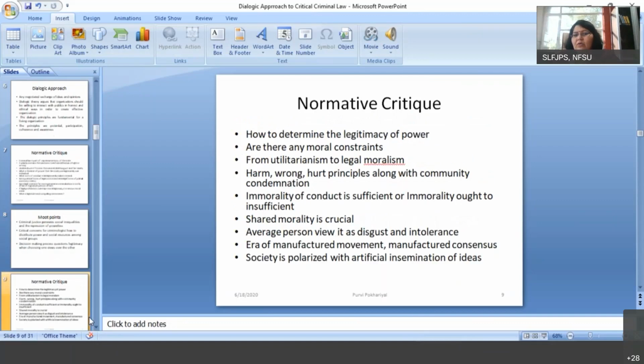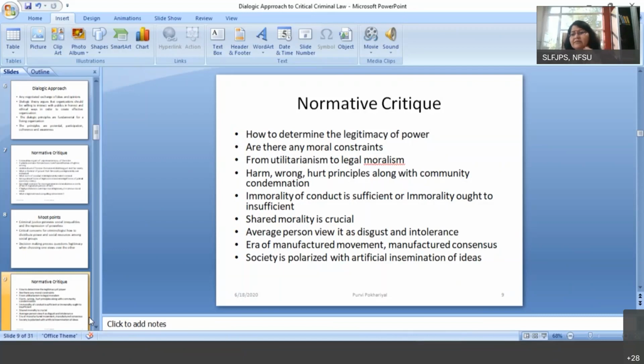So we need to ask how we come to a conclusion pertaining to the act which is to be considered as immoral, or the act which is to be considered as illegal, and that's the reason that it requires criminal sanctions. So when do we have a concept of shared morality in the society? Do we all share the same kind of morality? Or do we have some kind of estimation of which act would be considered as disgust or intolerance by an average individual, an average Indian individual, if we are looking at the Indian context?